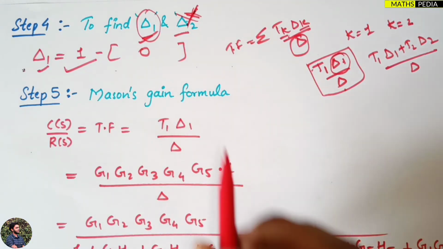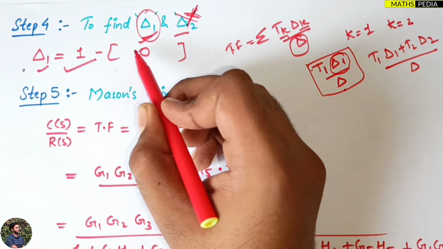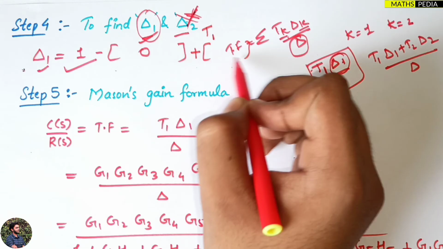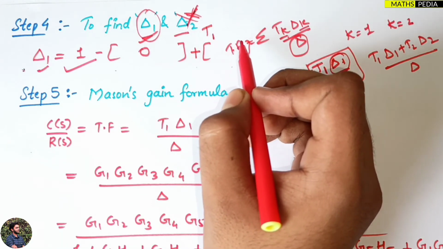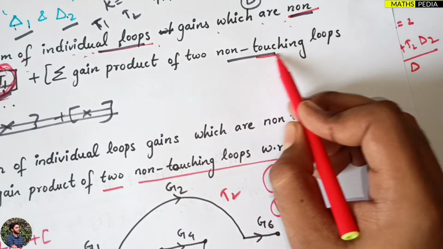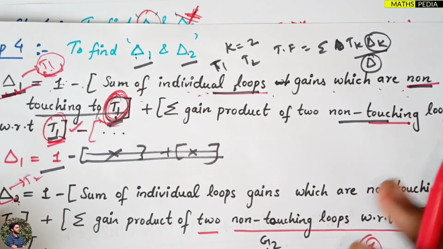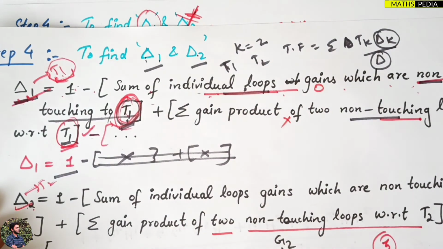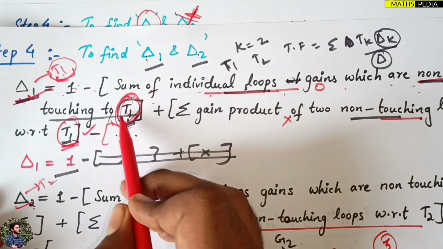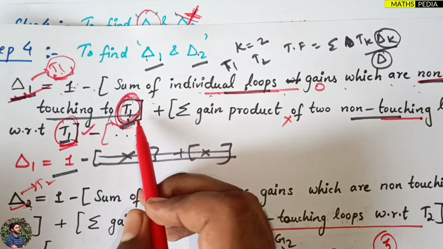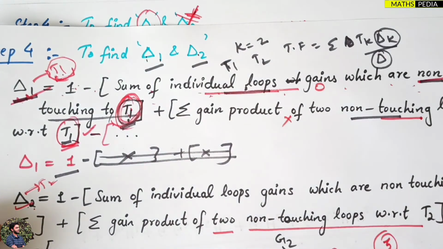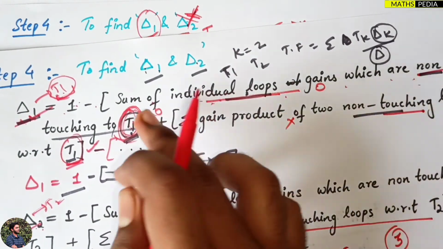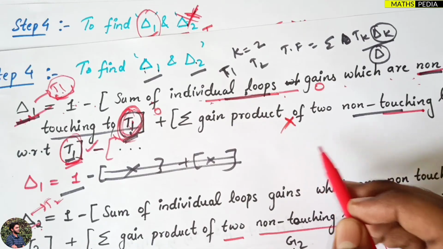Okay, then if no loop is non-touching to this forward path, that is t1, then no need to go for the next term, that is in formula wise we have to go for the 2 non-touching loop case. So no need to go for that. I'll repeat, if you are getting this as 0, then no need to go for this. That's it. So sum of individual loop gains which are not touching t1, you have to find out the loops which are not touching t1. We have no loops which are not touching t1, so it is 0. Hence since it is 0, no need to go for this one.